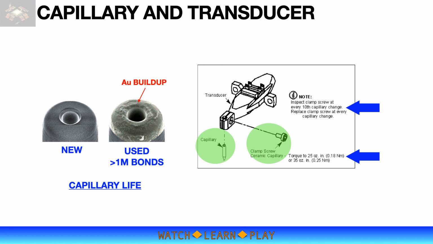Clamp screw must also be tightened at a certain torque specified by the supplier. Over or under tightening the screw will result in inconsistent performance of the transducer and obviously inconsistent bonding results.